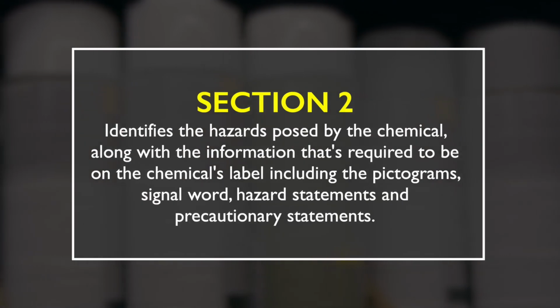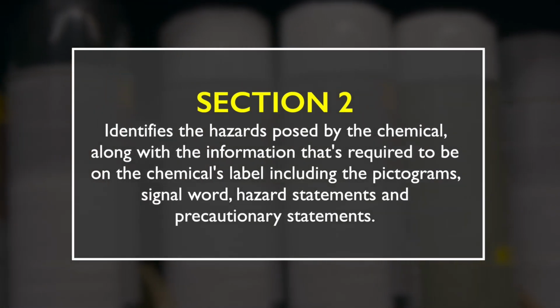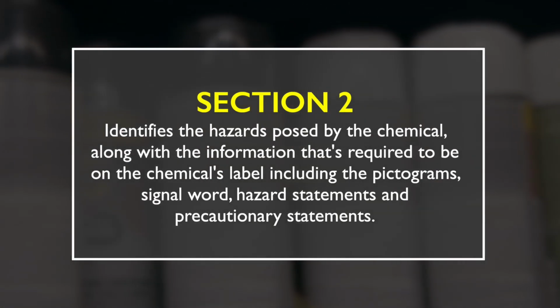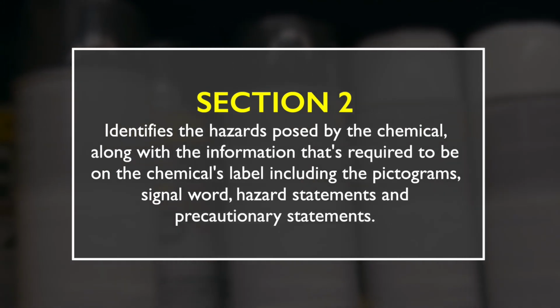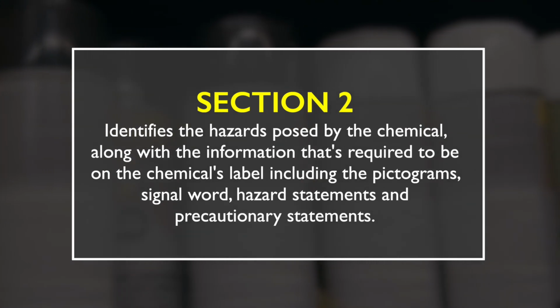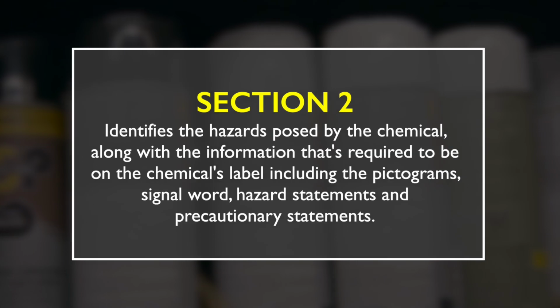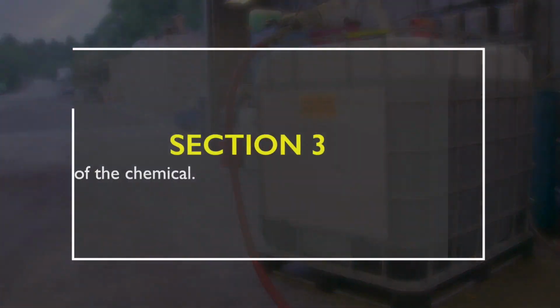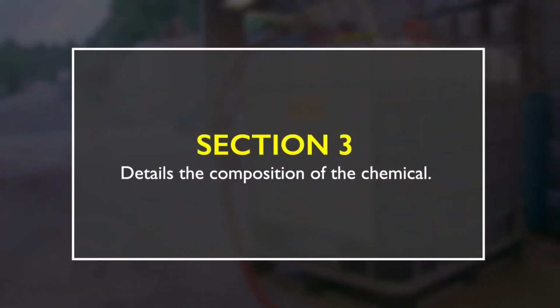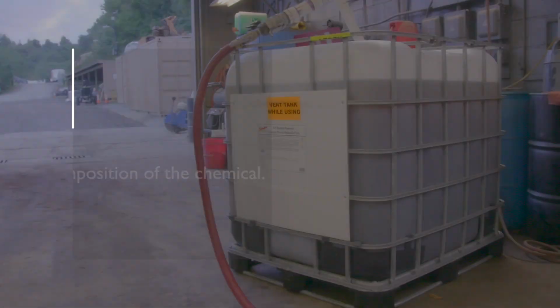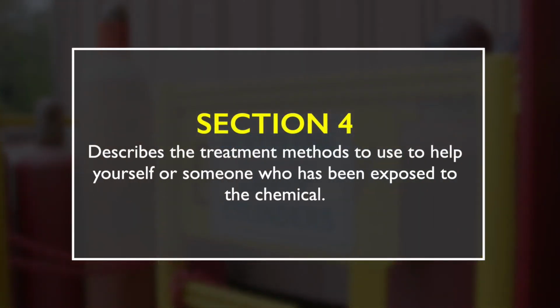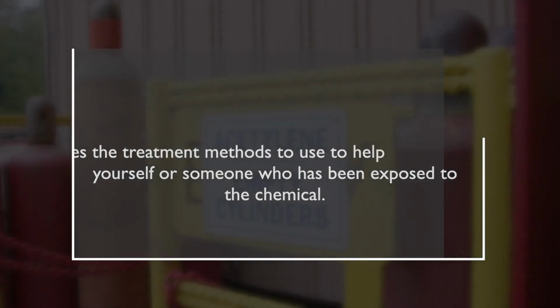Section 2. Identifies the hazards posed by the chemical, along with the information that's required to be on the chemical's label, including the pictograms, signal word, hazard statements, and precautionary statements. Section 3 details the composition of the chemical. Section 4 describes the treatment methods to use to help yourself or someone who has been exposed to the chemical.